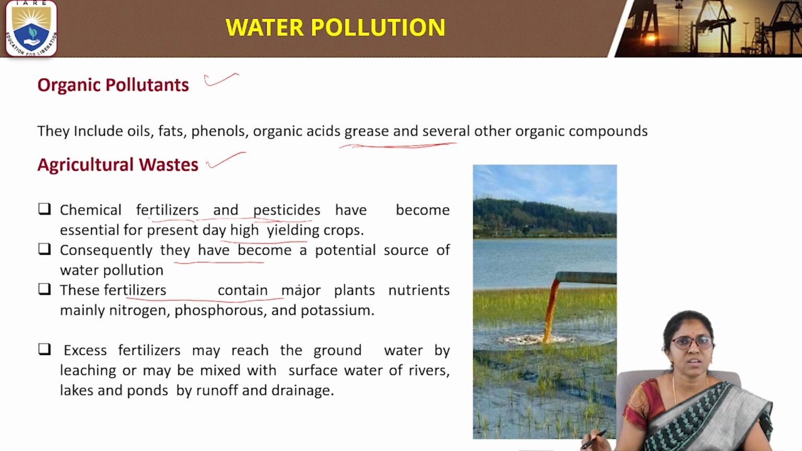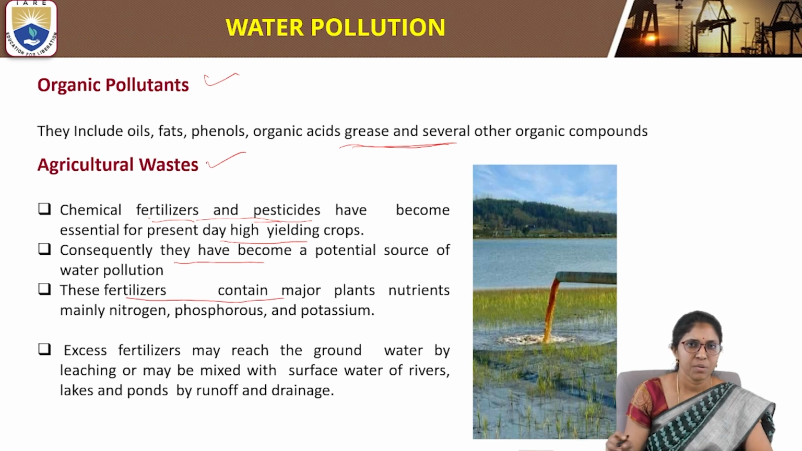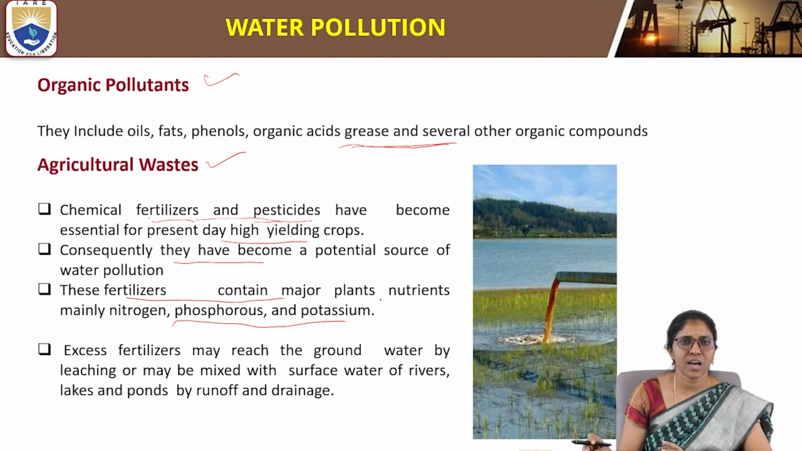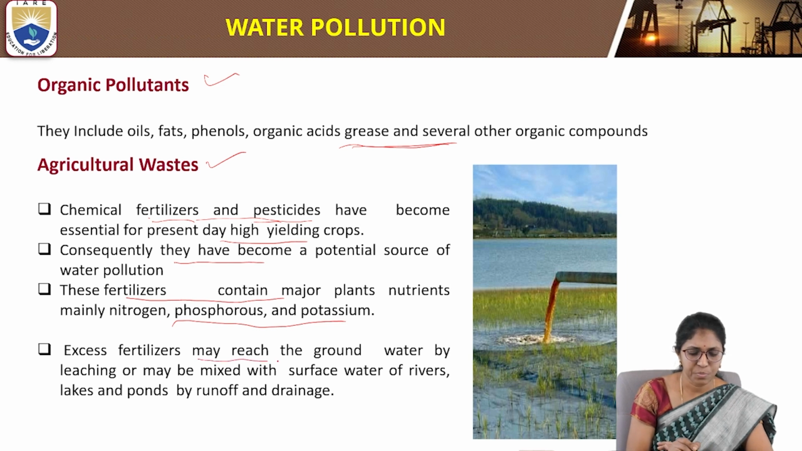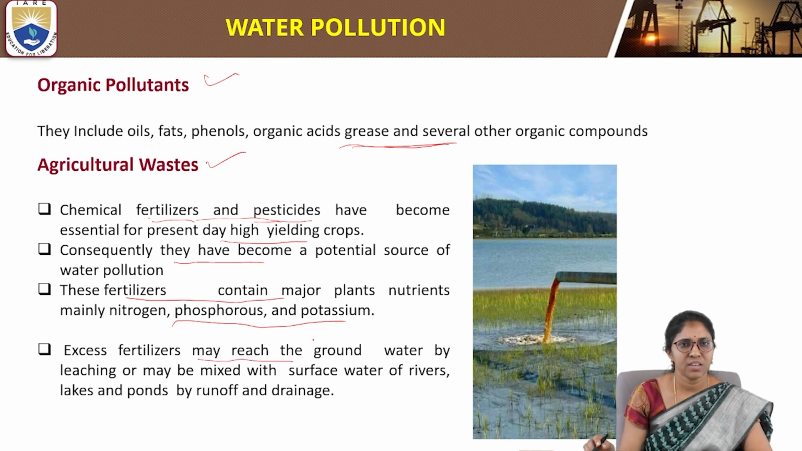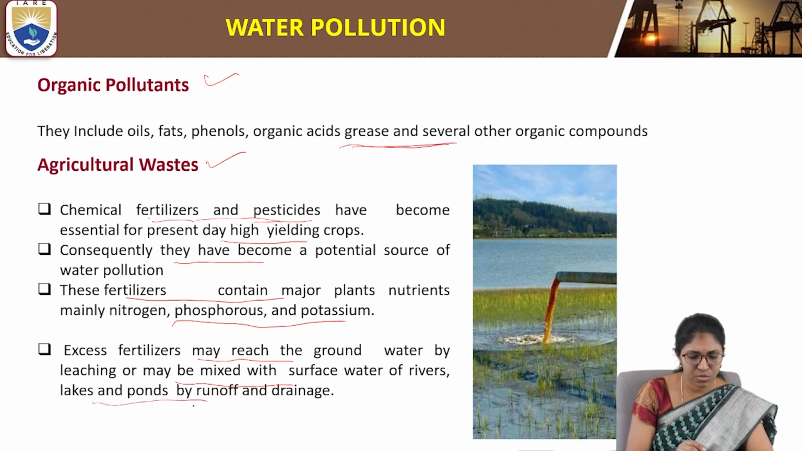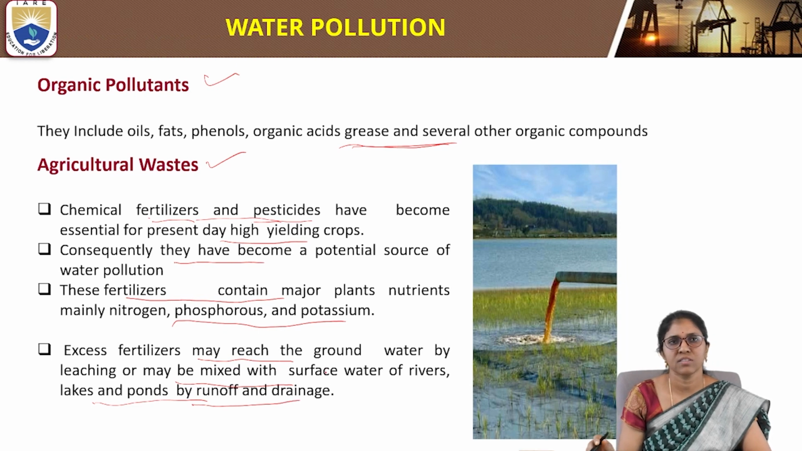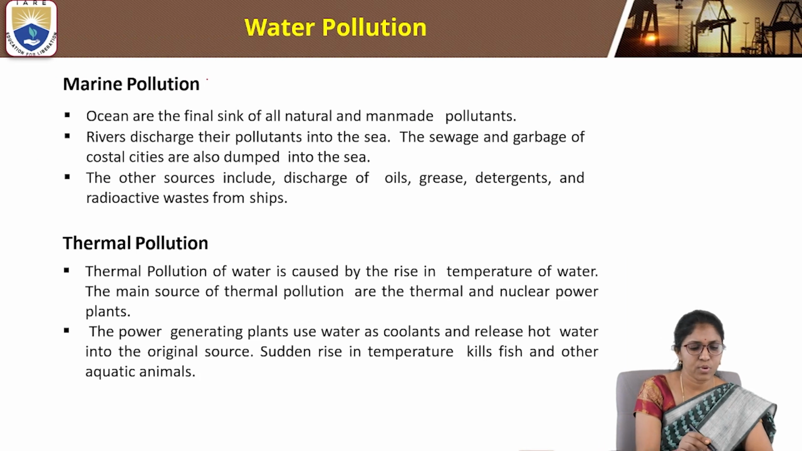These fertilizers contain major plant nutrients, mainly nitrogen, phosphorus, and potassium. Excess fertilizers may reach the groundwater by leaching, or may mix with surface water of rivers, lakes, and ponds by runoff and drainage. So this is about agriculture waste.